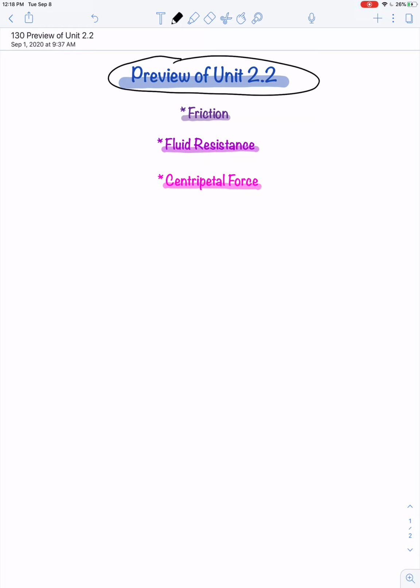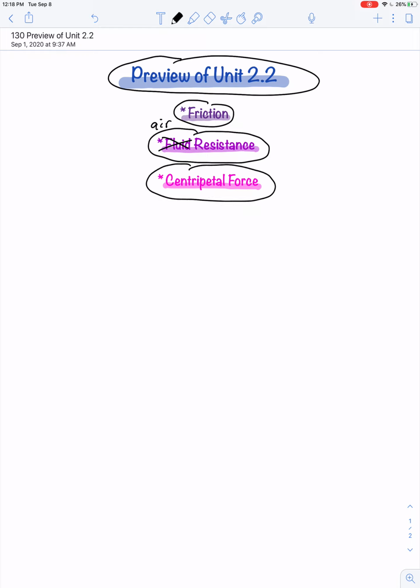So the main elements that we'll be investigating in unit 2.2 are how to deal with frictional forces, forces of fluid resistance, including air resistance, right? Fluid is either any gas or liquid, anything that flows. So when I say fluid resistance, maybe we want to think of that more as air resistance. And we'll also have an investigation of centripetal force.